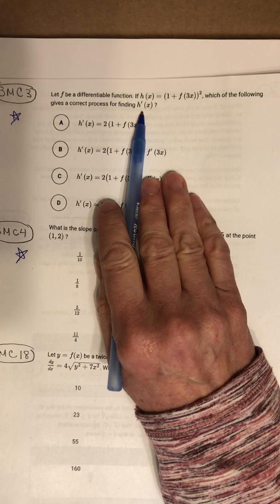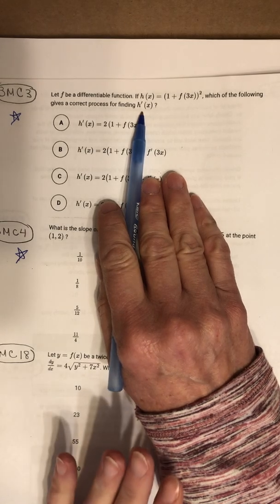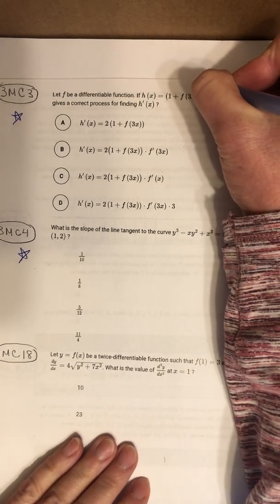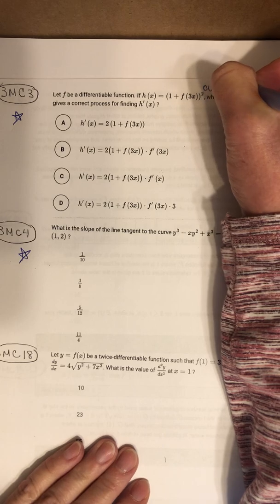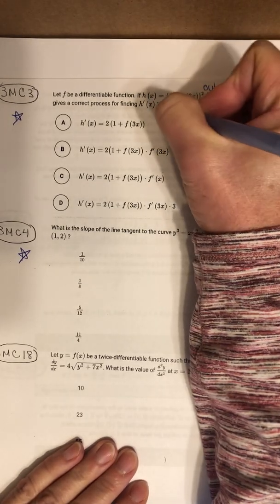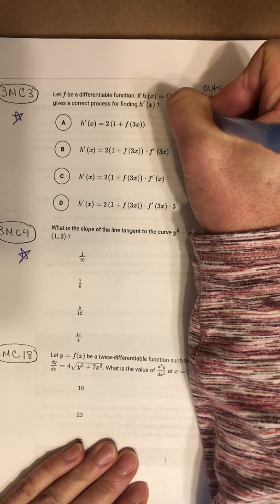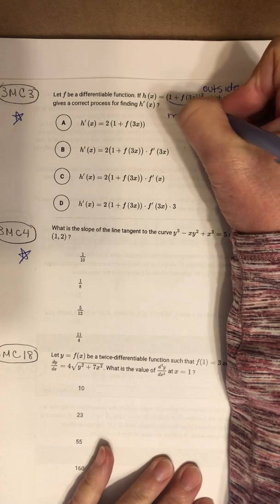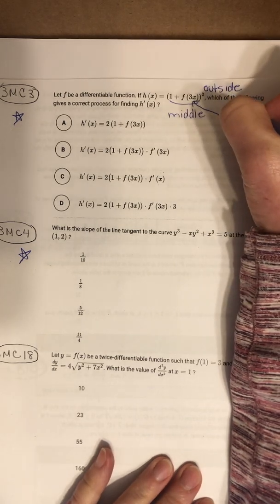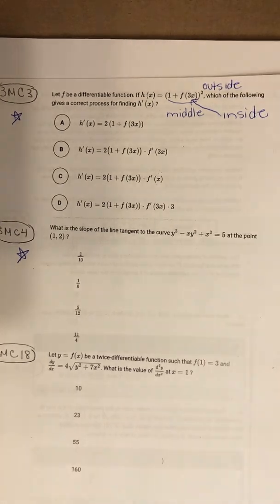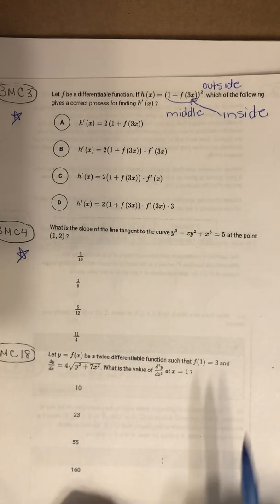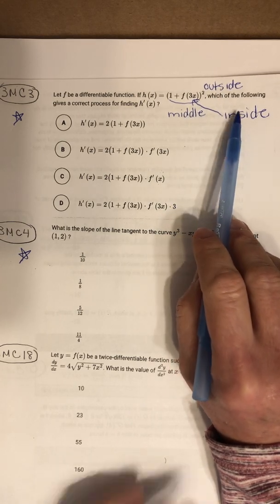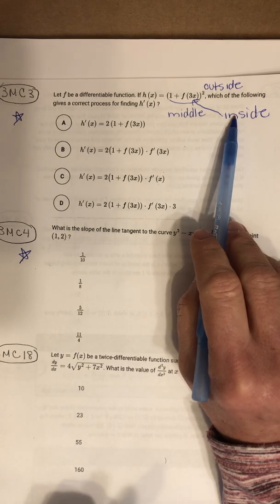I would handle this problem by taking the derivative myself and then comparing it to the answers. Notice I have an outside function of squaring. I have a middle function that's being squared of 1 plus f of 3x, and on the inside of f, I do have a linear function 3x. So I am going to take the derivative of the outside function, then the middle, then the inside, one at a time, not changing anything else.